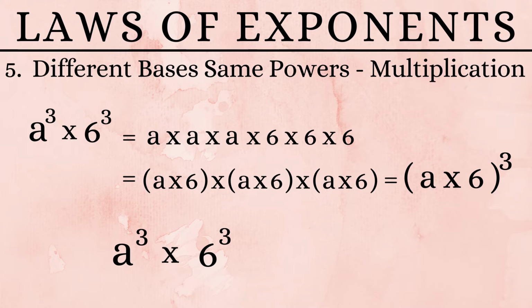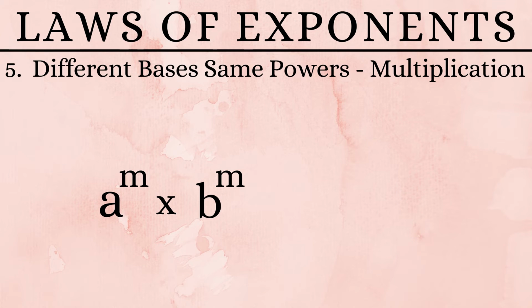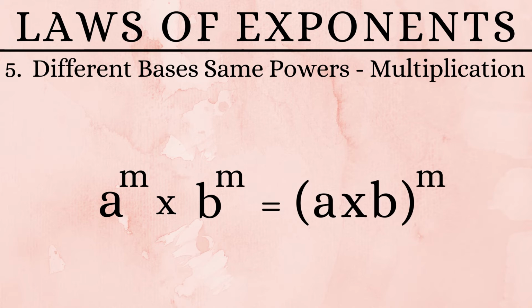We could also solve the same expression in a single step using our fifth law of exponent. So a cube into 6 cube becomes a into 6 the whole cube. So to generalize, a to the power of m into b to the power of m becomes a into b whole to the power of m. With that, we'll be moving on to our final law of exponents.